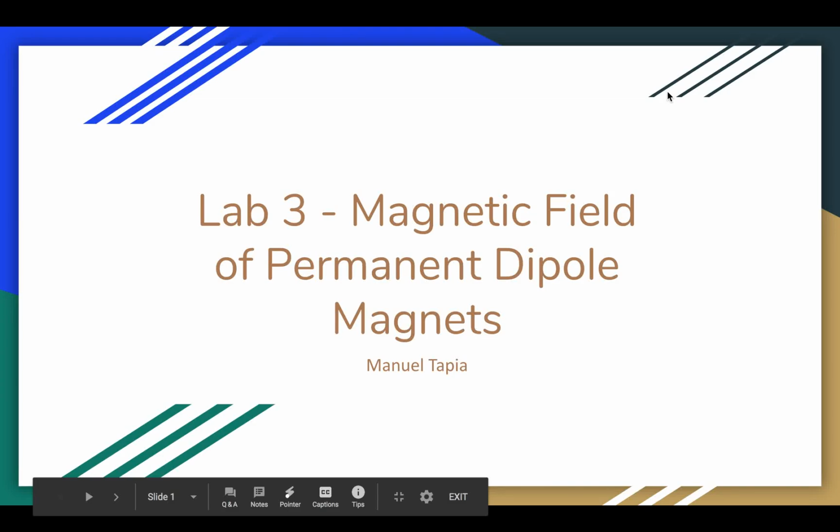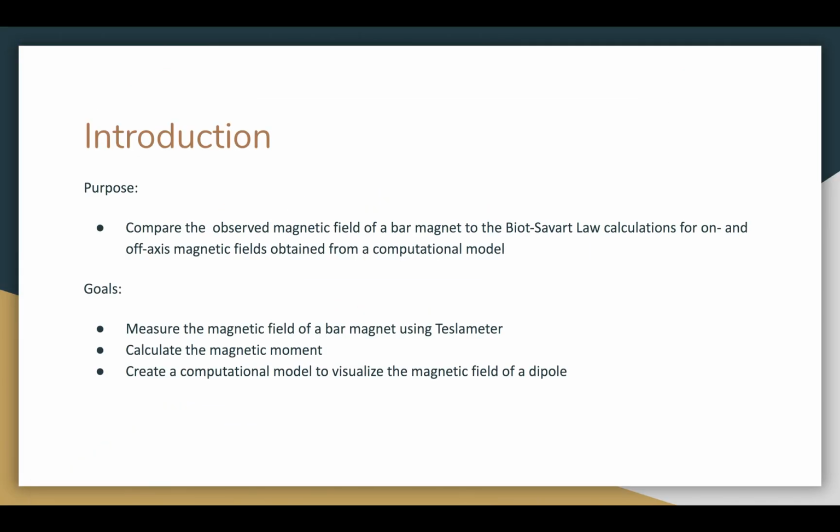Magnetic field of permanent dipole magnets. So the purpose of this lab was to compare the observed magnetic field of a bar magnet to the Biot-Savart law calculations for off and on axis magnetic fields obtained from a GlowScript model that we computed.